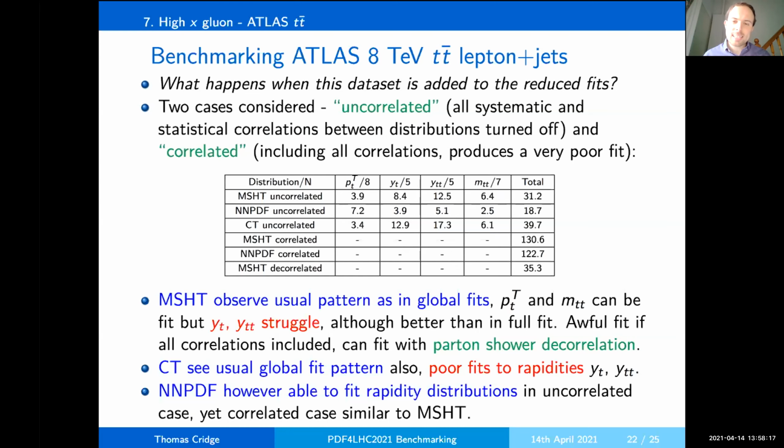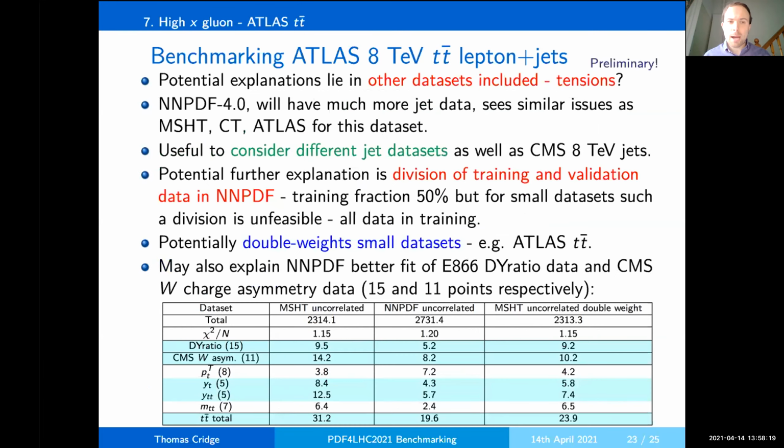So if you move on to the next slide, we've had some discussions at perhaps trying to explain this, and this is very much preliminary. One potential explanation is, does it lie in other data sets included and potential tensions? We heard yesterday that NNPDF 4.0 will have much more of this jet data included. That has an effect on the high-x gluon, and it sees similar issues to MSHT, CT, and Atlas for this data set. So therefore, it's going to be useful for us to consider different jet data sets, as well as or instead of the CMS 8 TeV jets that's been included in the reduced fits.